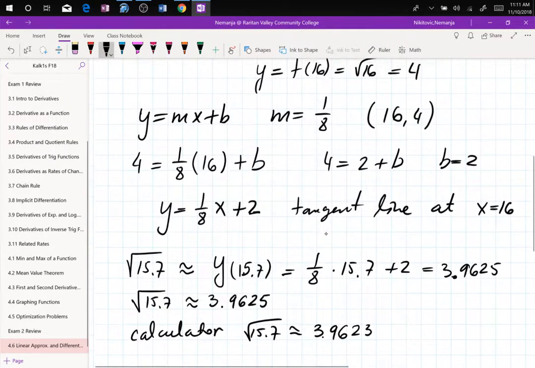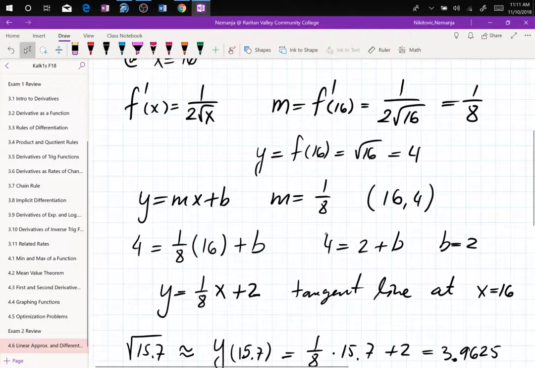Now, everything we did to calculate this value and get such a precise number, right? It's not exact, but it's really close. We don't have to use any calculator at all. And we are able to go through and actually figure out a very good value for the square root of 15.7. Now pick your number, because whatever number you pick, you will be able to find a perfect square that it's the closest, and then do the tangent line at that number. So let's try another one.